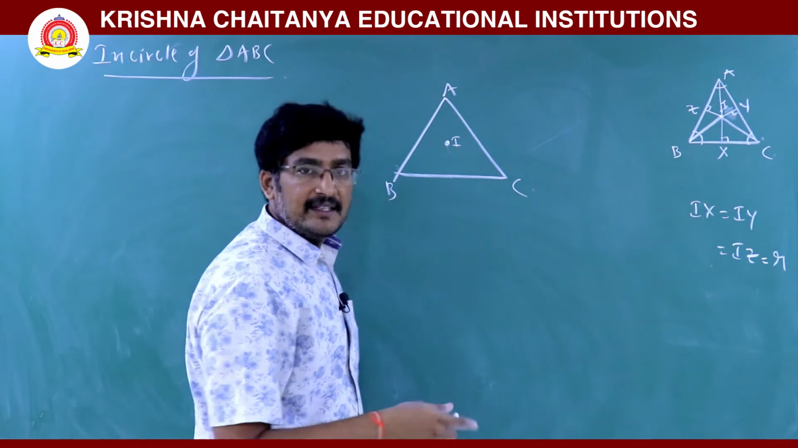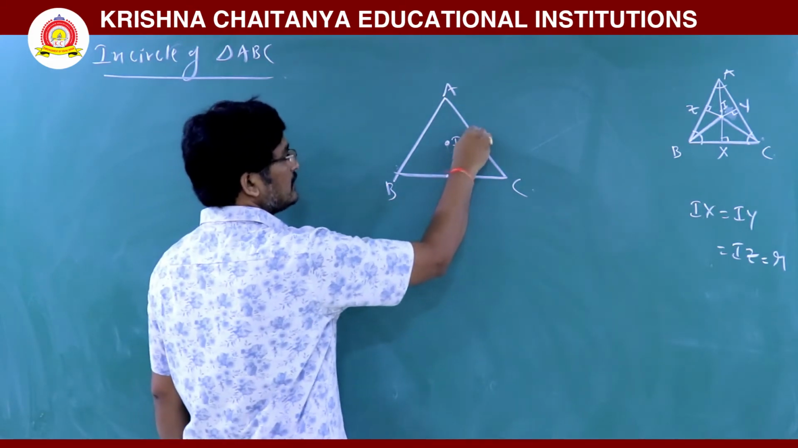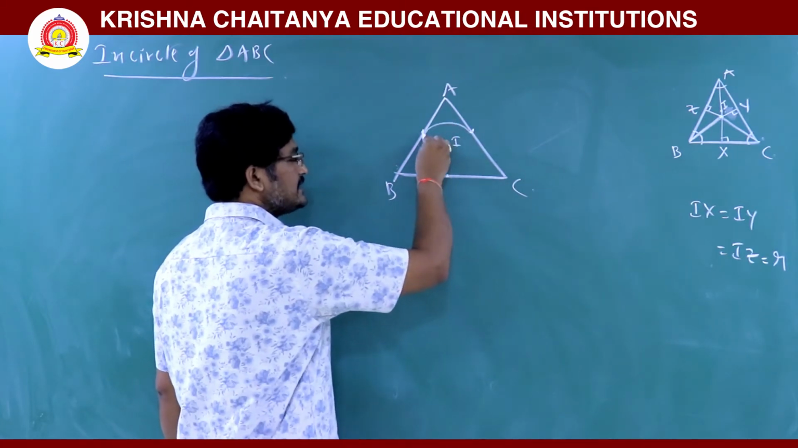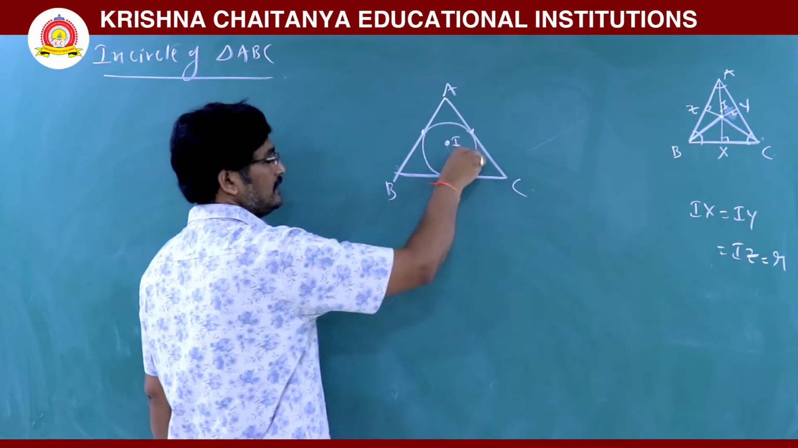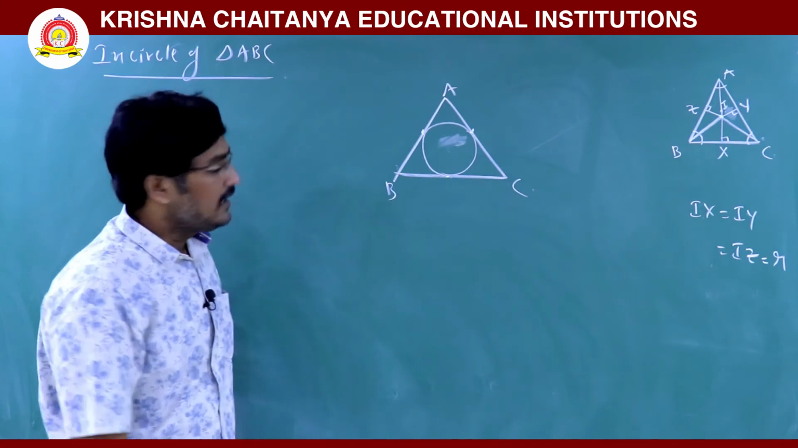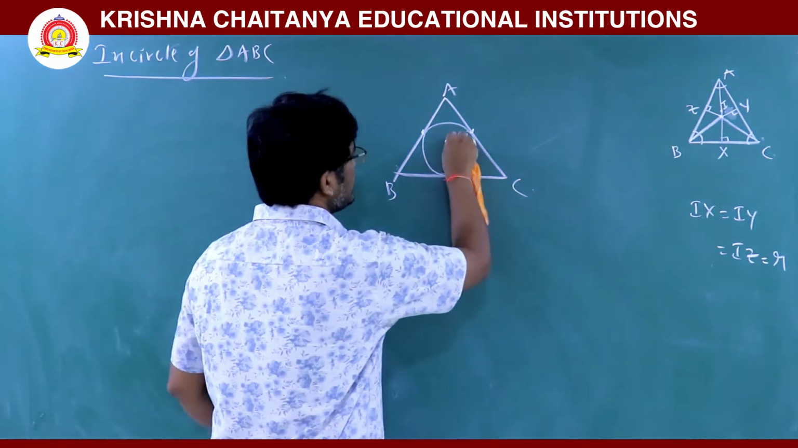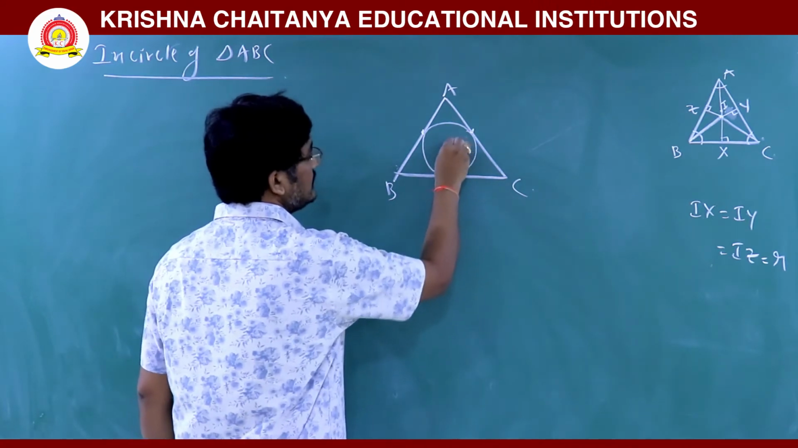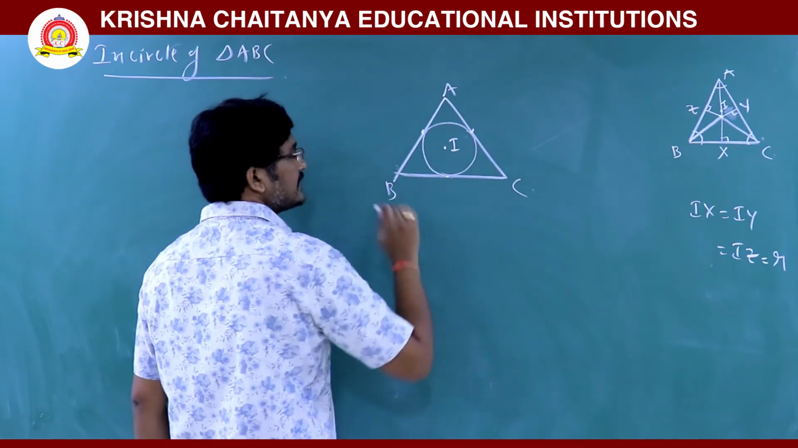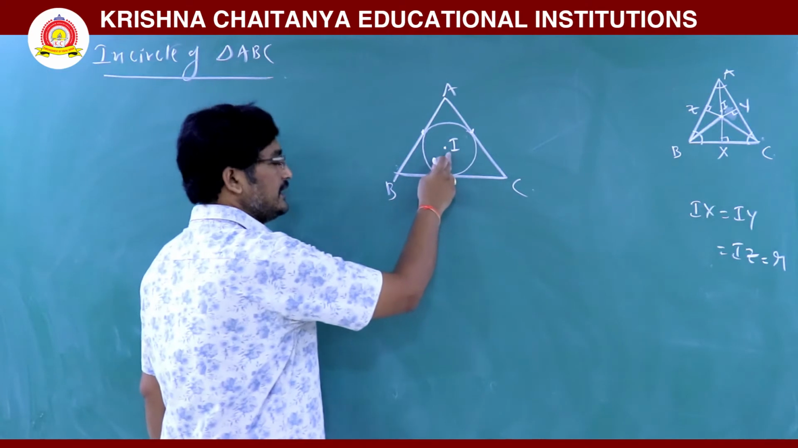Suppose you draw a circle with center I and radius Ix, Iy, Iz, then that circle touches all three sides of a triangle. The circle touches all three sides of the triangle like this. Okay, see, this is I, the point of concurrency of the internal angular bisectors of the angles in triangle ABC.